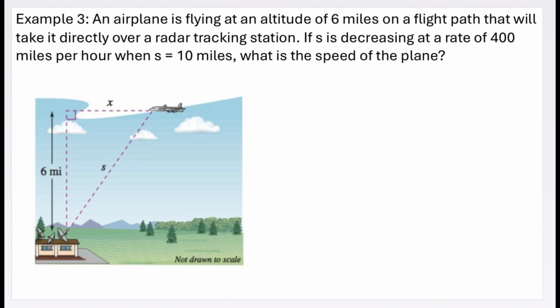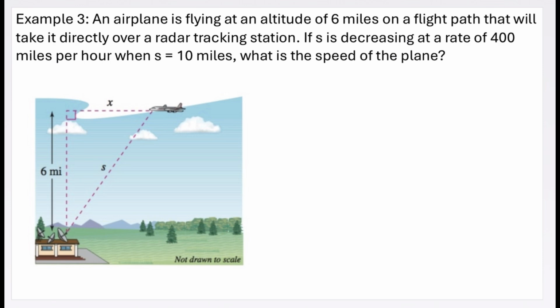We have an airplane flying at an altitude of 6 miles along a flight path that would take it directly over a radar tracking station. If S is decreasing at a rate of 400 miles per hour when S equals 10 miles, what is the speed of the plane? All right, so we have to think about this. And specifically, think about what the speed of a plane is and what decreasing at a rate of 400 miles per hour means.